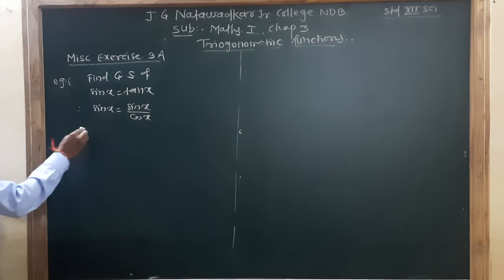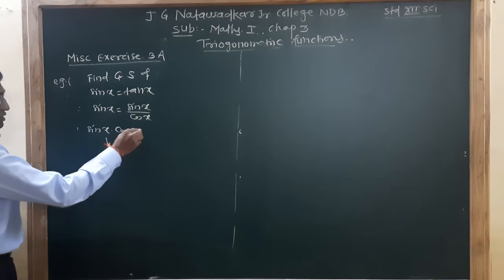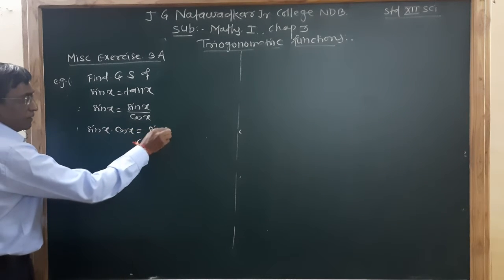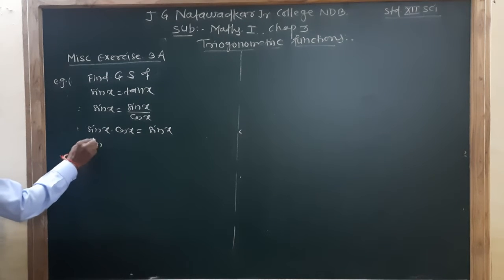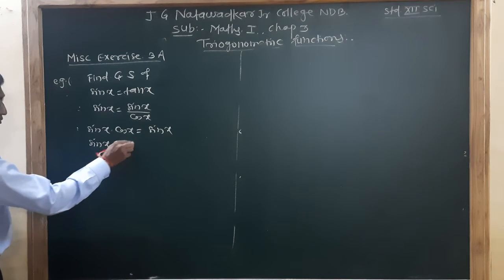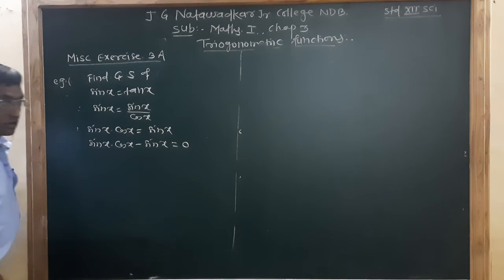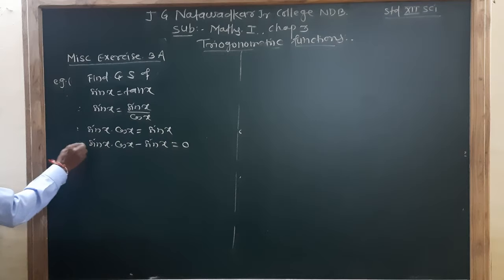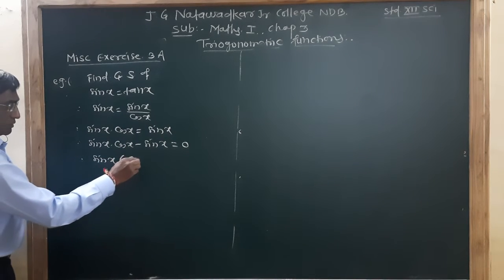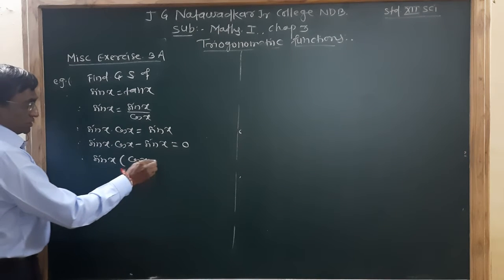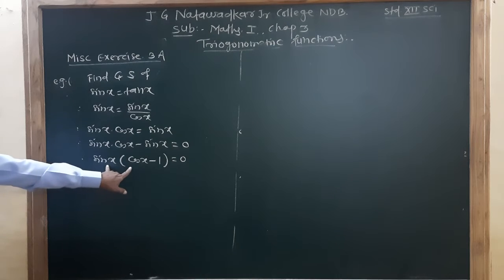Okay, simplify this. So sin x cos x is equal to sin x. Remember, take sin x to this side, so that I get sin x cos x minus sin x is equal to 0. Then take the common factor from both terms: sin x is common, and inside the bracket is cos x minus 1 equal to 0. And now your situation is that the multiplication of two terms is 0.